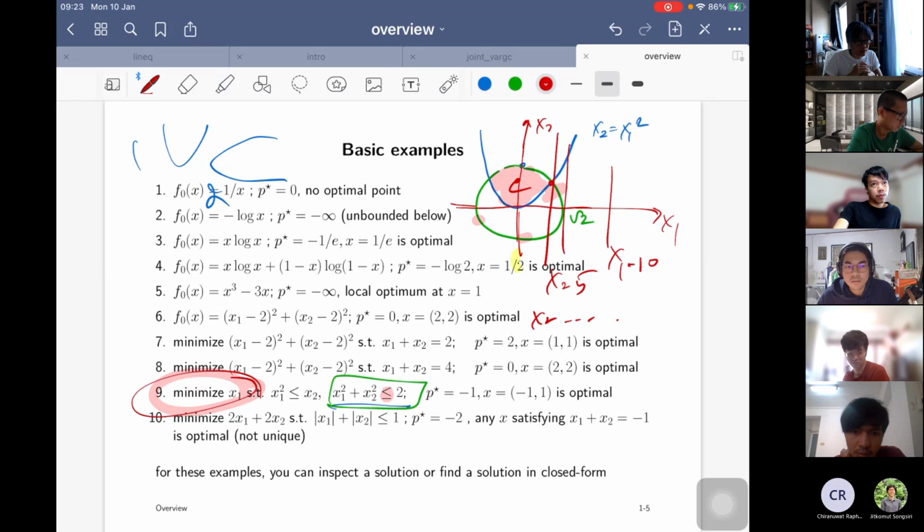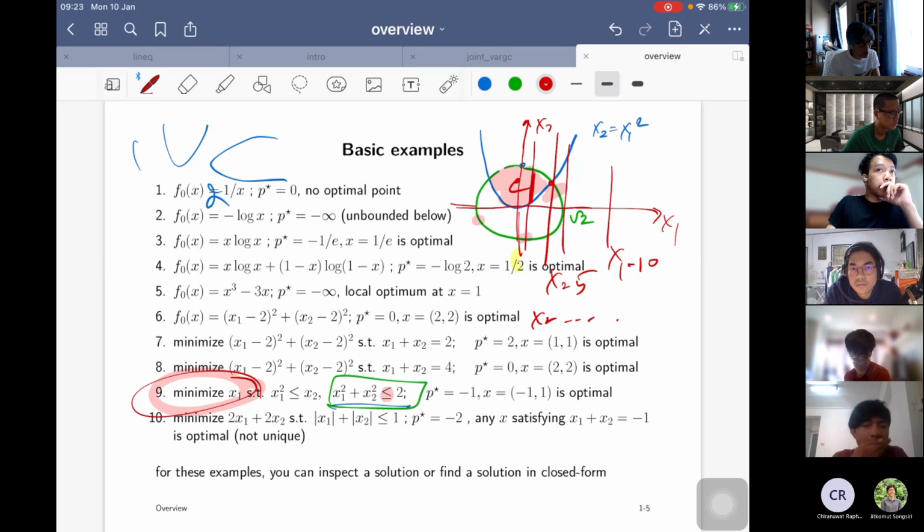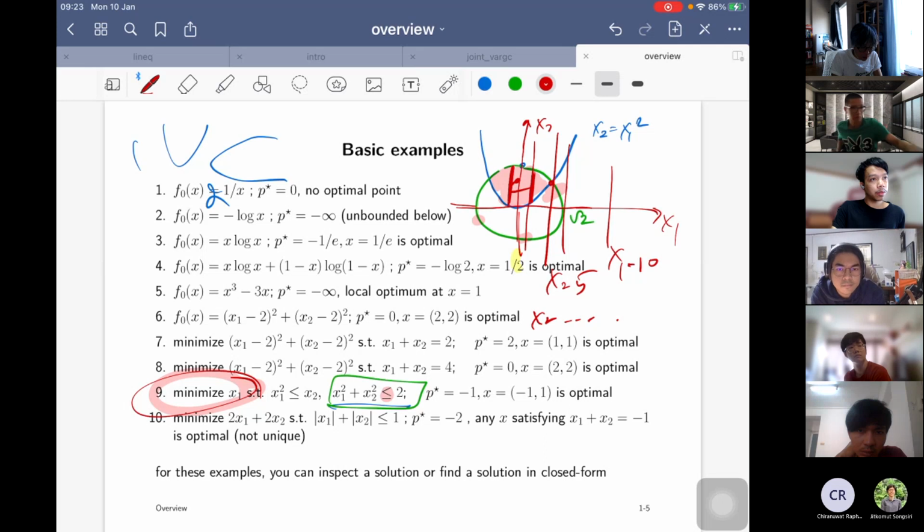Now, Pat. If you pick any x in here, it gives the same objective value, right? What I'm drawing is the so-called level set that I'm going to explain in the next couple of slides. But just by looking at this problem, if I pick any point along this line, it achieves the same objective value. But which one in the constraint set should give me the minimum x1?